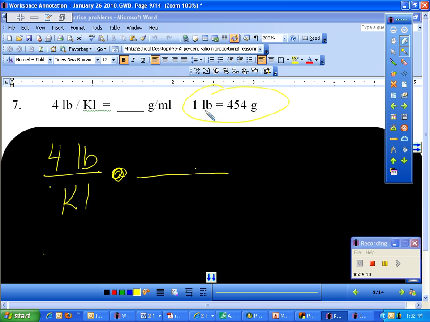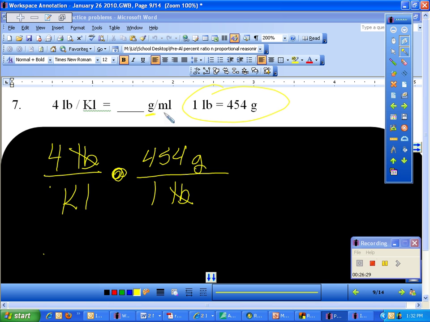Which one's going to go on the top, 1 pound or 454 grams, Taylor? 454 grams is going to go on the top. 1 pound is going to go on the bottom because the pounds can cancel that way. So now I've got the grams that I'm looking for, that I need in my problem.